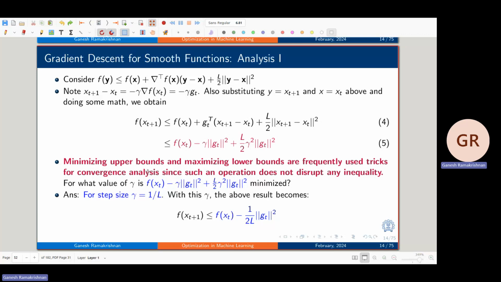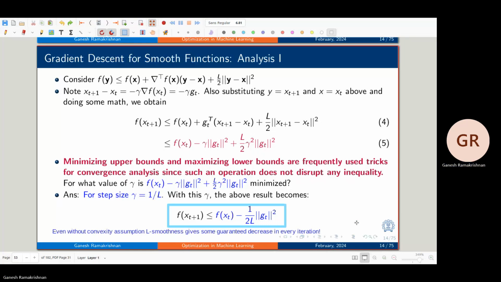This is a sufficient decrease, you can see RMO conditions. I'll be giving them as optional reading, but they basically say that make sure that you have decreased sufficiently in each iteration. Hopefully, if I get time, I may bring it up during the middle of your presentations, but I don't want the speed to be derailed. So my point is, even without convexity, the L smoothness assumption gives some guaranteed decrease in every iteration, which is very interesting, if you set gamma to be 1 upon L.